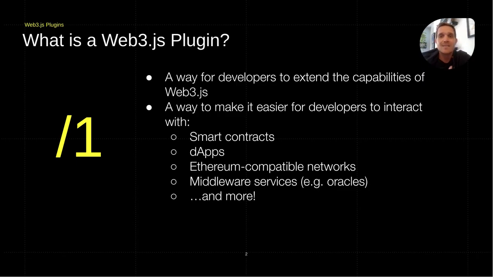So let's get started. What is a Web3.js plugin? A Web3.js plugin is a way for developers to make the lives of other developers easier by extending the capabilities of Web3.js. This might be making it easier for developers to interact with smart contracts, dApps, Ethereum compatible networks, middleware services, and more. There can be testing capabilities built into Web3.js plugins. You can do things like making it easier for developers to estimate or optimize the amount of gas that they're using. So that's a very high level of what a Web3.js plugin is.